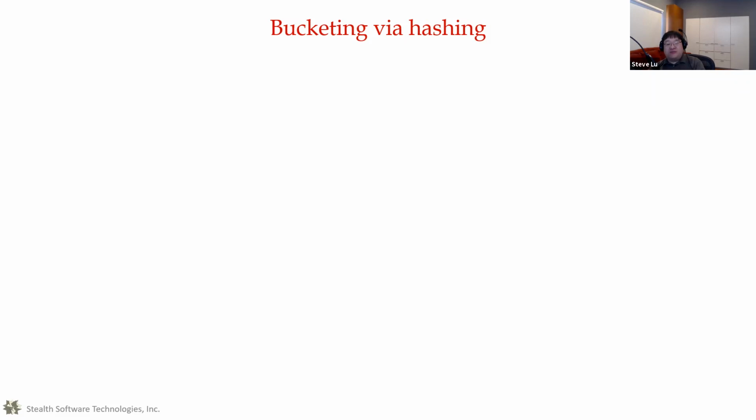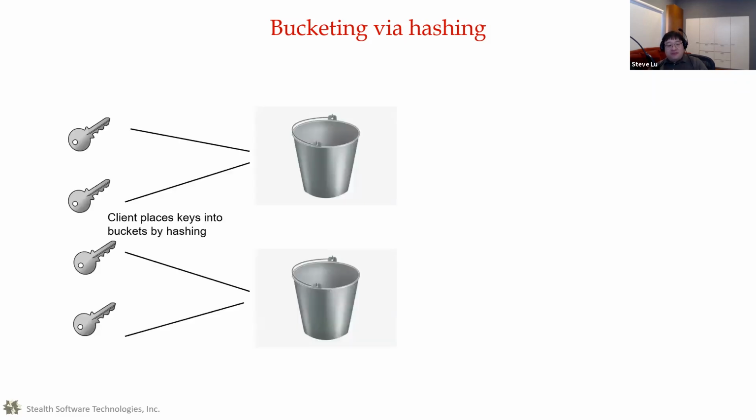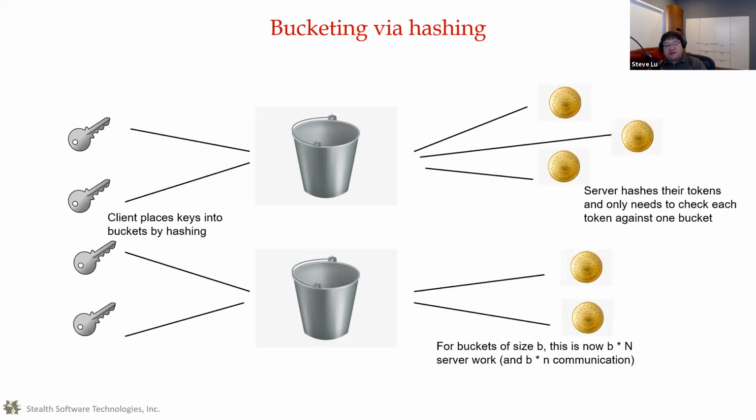The obvious approach here is to do bucketing by hashing. So the client places the keys into buckets where you hash not the keys, but the tokens used to generate the keys. And then on the server side, the servers hash their tokens into the buckets. And you know that if two things didn't land in the same bucket, you don't need to waste time doing this comparison. So if you do this bucketing approach, for buckets of size b, this drops down to b times capital N server work, and then you'll need to send b times little n communication.